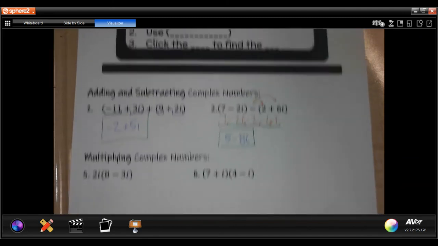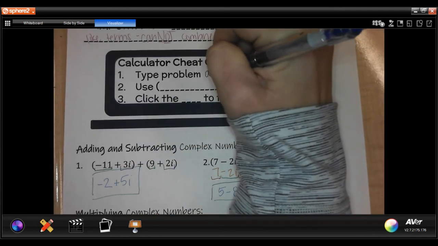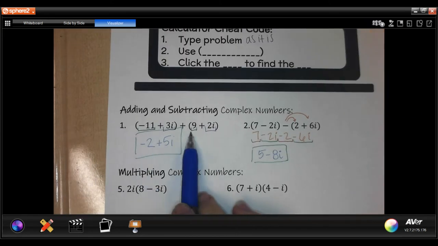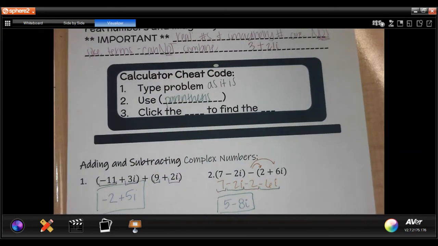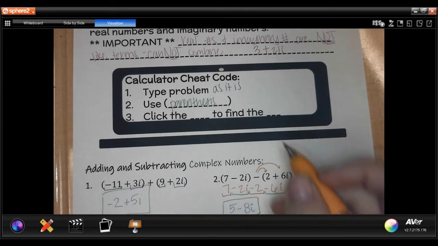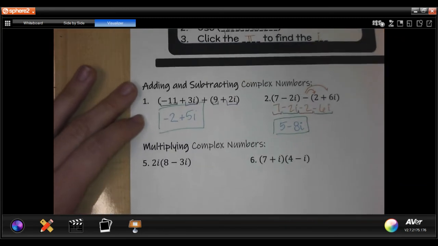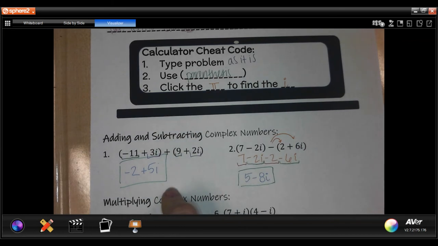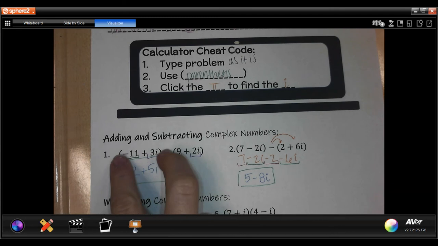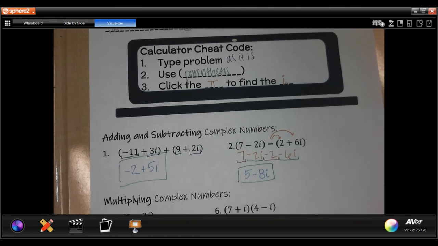All right, before we get to multiplication, let's go up to this calculator cheat code. In our calculator, we are going to type the problem exactly as it is. We're going to make sure to use our parentheses. And in order to get the i, you have to press the pi button to find the i, and I'll show you what that means. You can do adding and subtracting in the calculator. Follow the rules. Use your parentheses around each set, just like you see it here. Don't take any shortcuts.